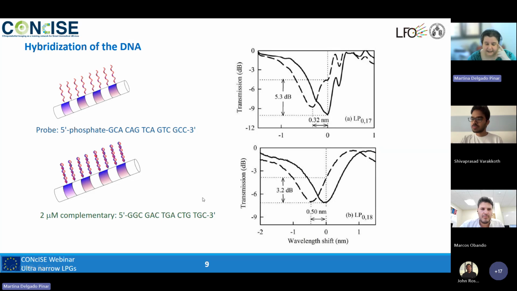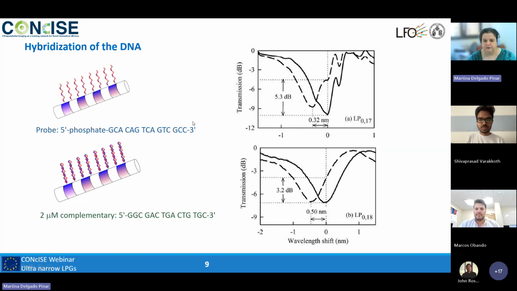What we did at first was to functionalize the surface. This design was done for detecting the hybridization of DNA. And then we attached one of the strands of DNA. You know that DNA has 2 strands that are usually rolled up. Here we are going to attach first one of the strands. And in this case, what we see is that the resonant peak of the Bragg grating of the long period grating, which was originally at a given point, shifts when we attach this first strand.